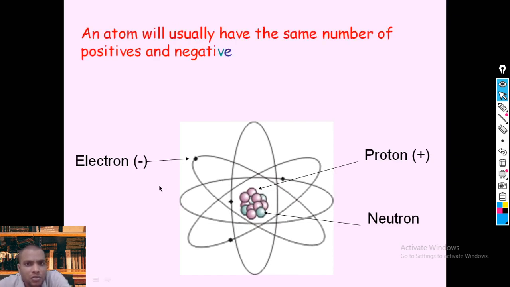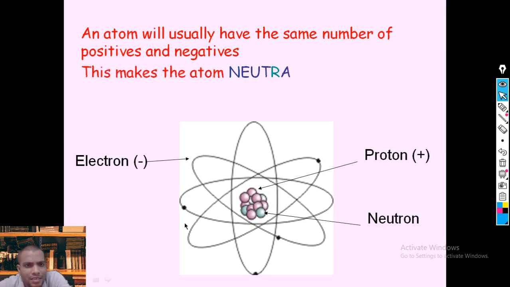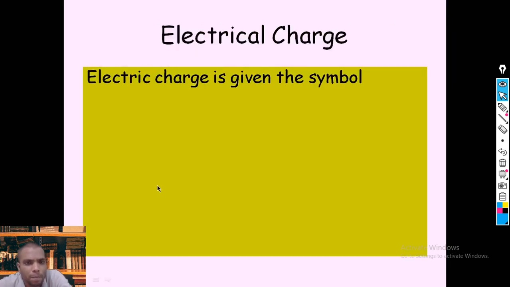An atom will usually have the same number of protons and the same number of electrons, so we can say the atom is neutral. Sometimes we can remove electrons and we can add electrons. We can only remove or add electrons, but we cannot remove the nucleus. So if an atom contains an equal number of positive charges and negative charges, then we can say that atom is electrically neutral.